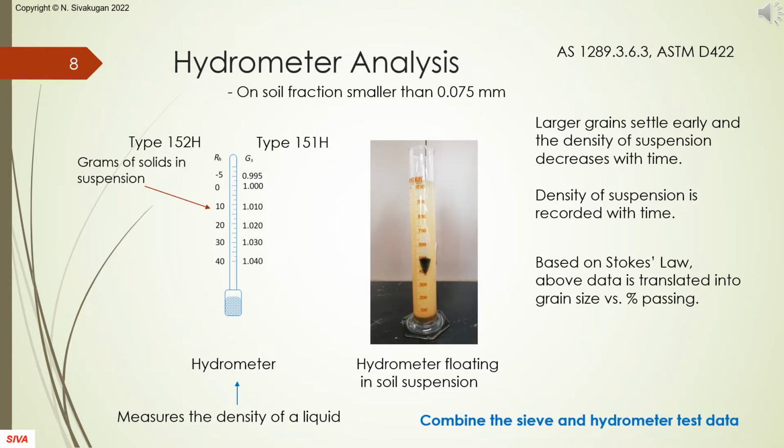Hydrometer measures the density of the liquid in which it floats. In a soil suspension, larger grains settle early and the density of the suspension decreases with time. We measure the density of the suspension with time and translate the readings into grain size versus percent passing. We use Stokes' law, assuming the grains are spherical, for this conversion.